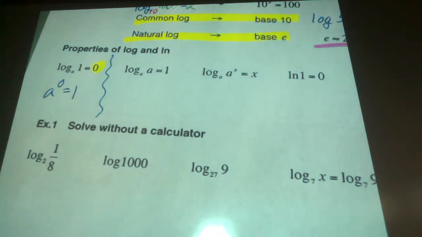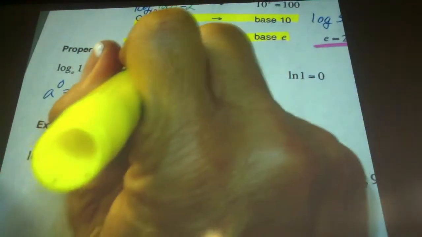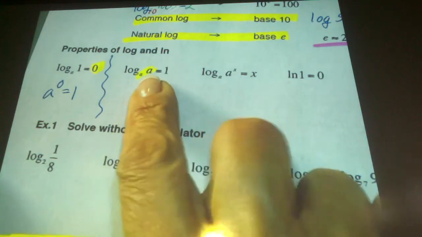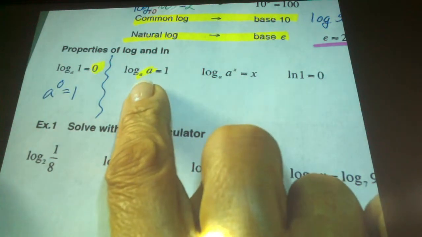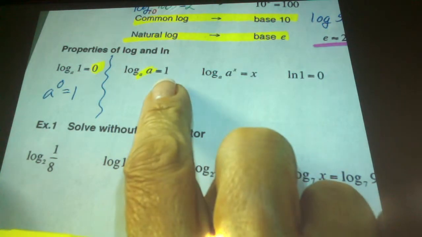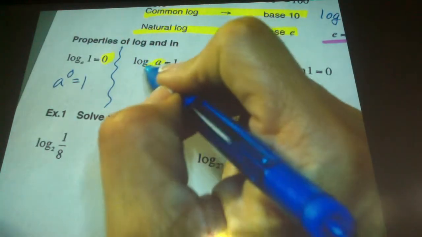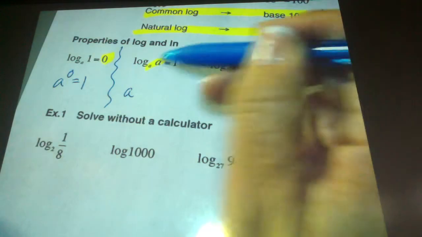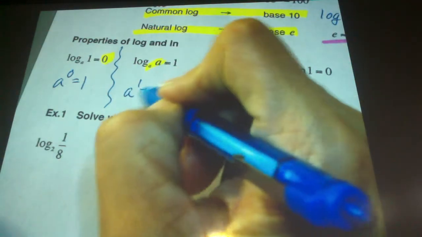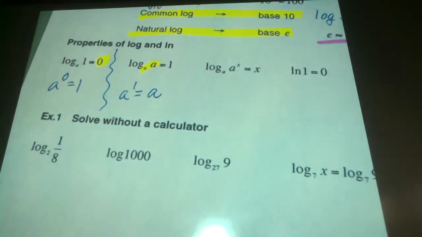The next one, you're taking the log of any base of that same number. So if the base and the number you're taking the log of are identical, then the answer is always 1. And again, if I put it into exponential form, the base is a, switch the a and the 1, a to the first is equal to a. Isn't that true?